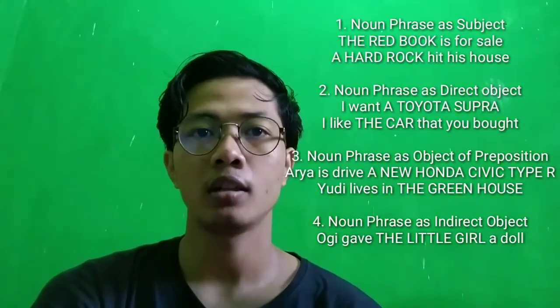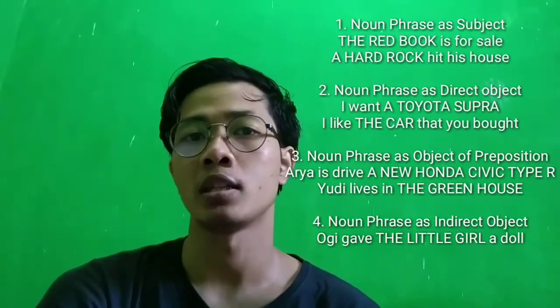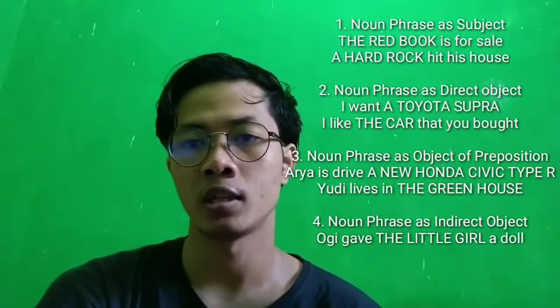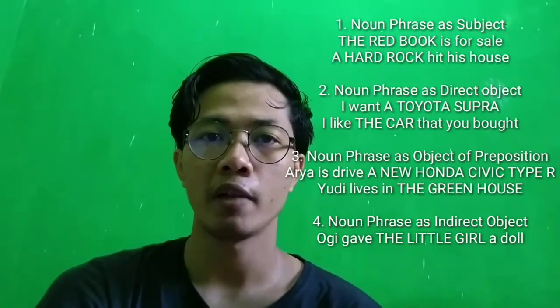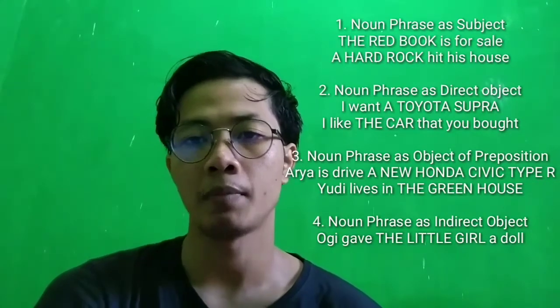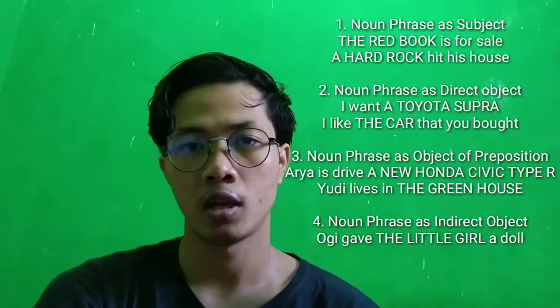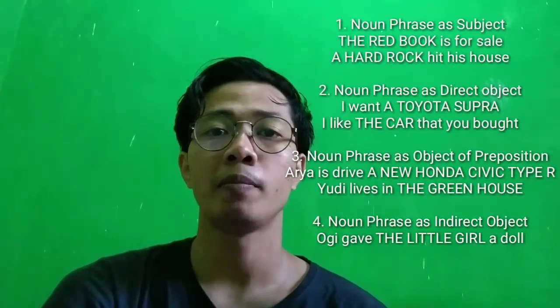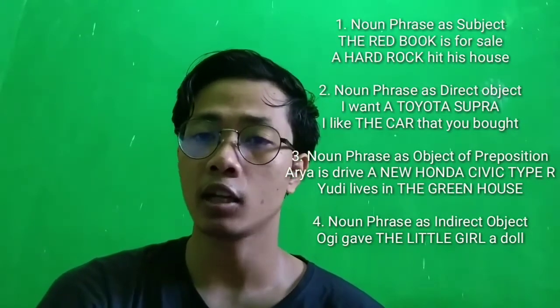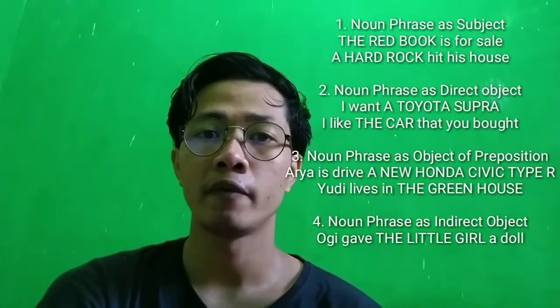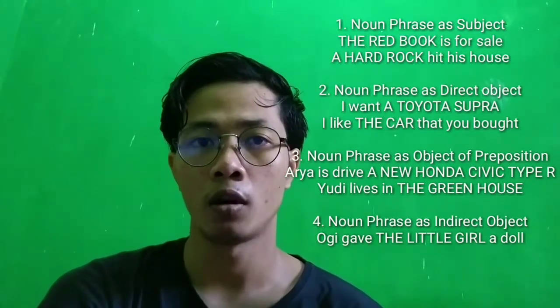And the third is the noun phrase as an object of preposition. Arya drives a new Honda Civic Type R. Judy lives in the greenhouse. And the last is noun phrase as an indirect object. Augie gave the little girl a doll.